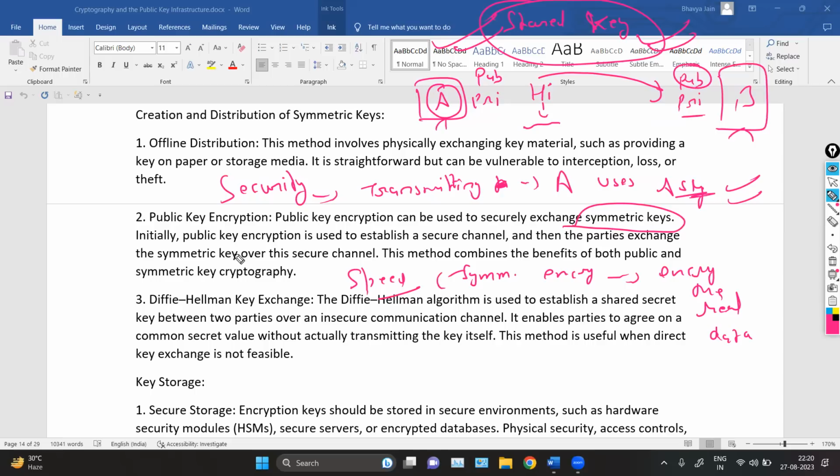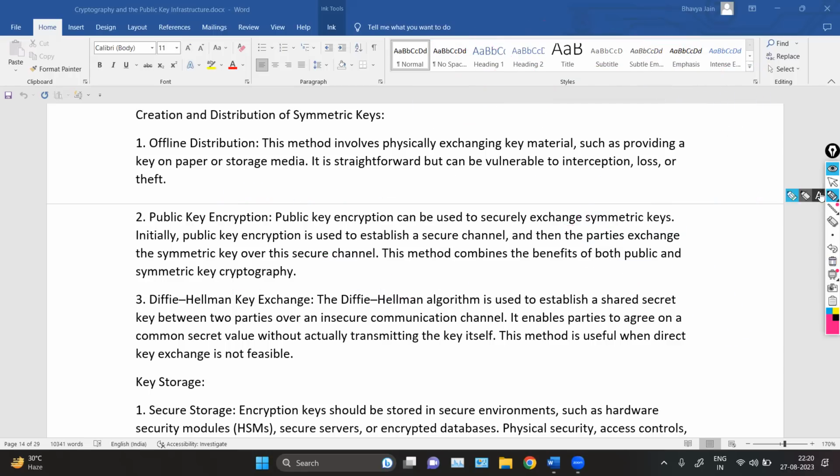Initially, public key encryption is used to establish a secure channel, and then the parties exchange the symmetric key over the secure channel. This method combines the benefits of both public and symmetric key cryptography, combining the power of symmetric and asymmetric encryption together. This is an approach we can follow for transferring the keys.